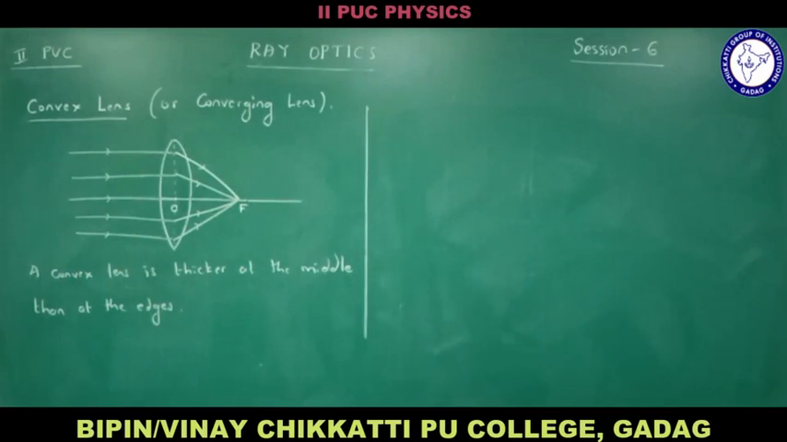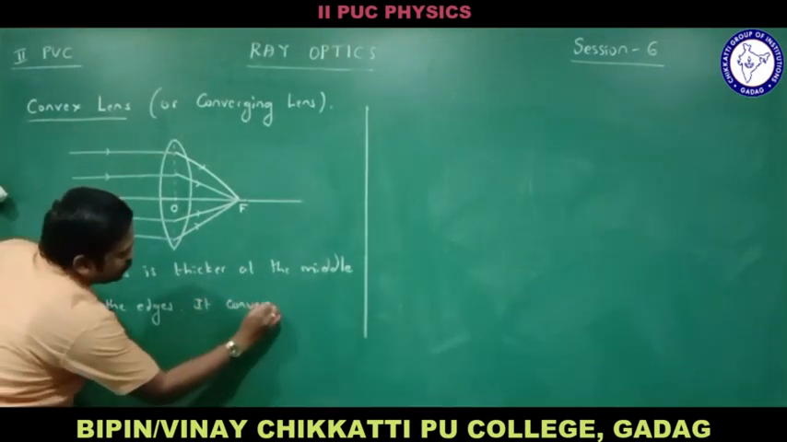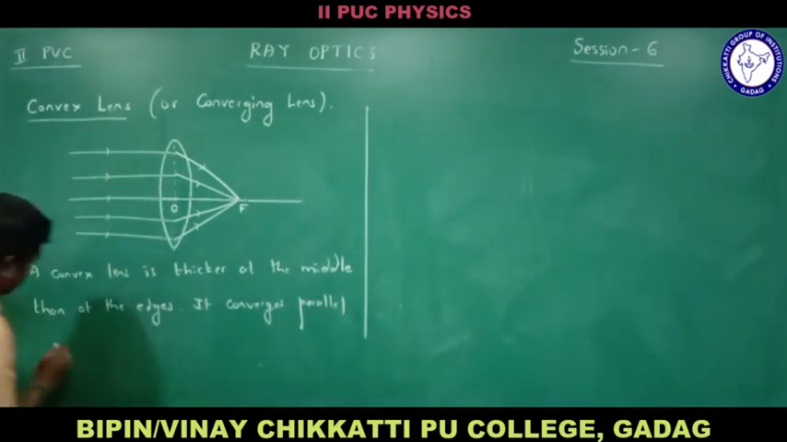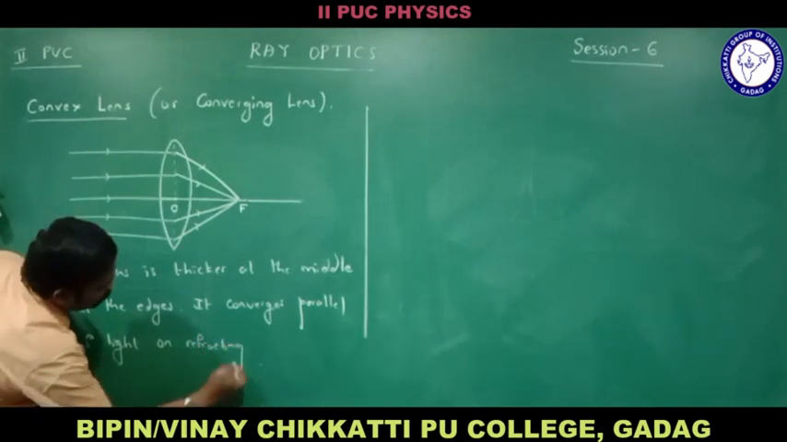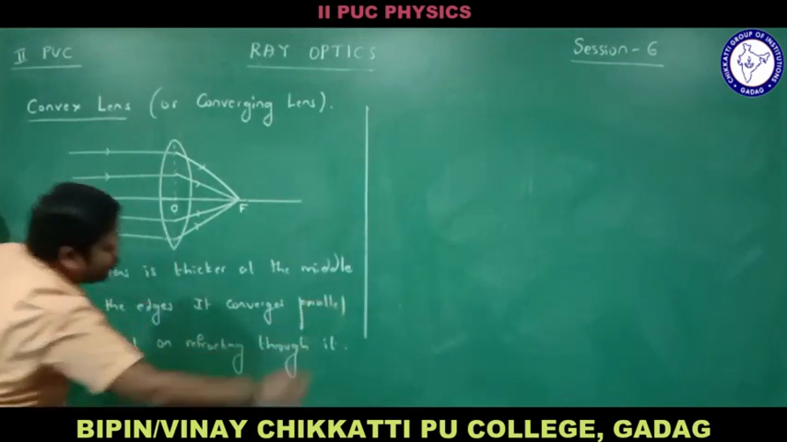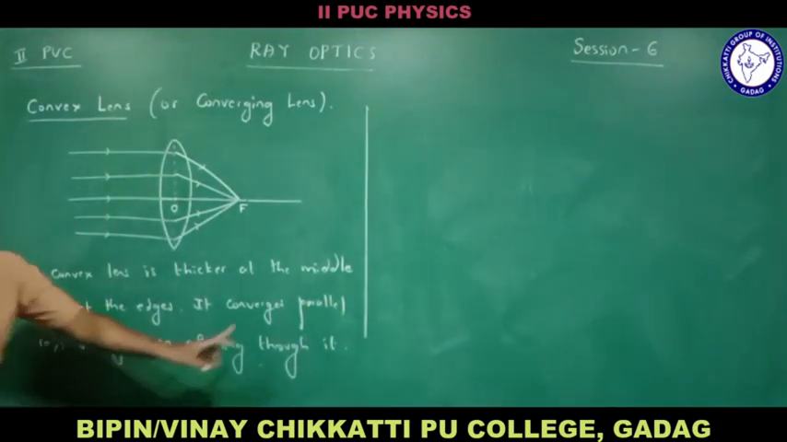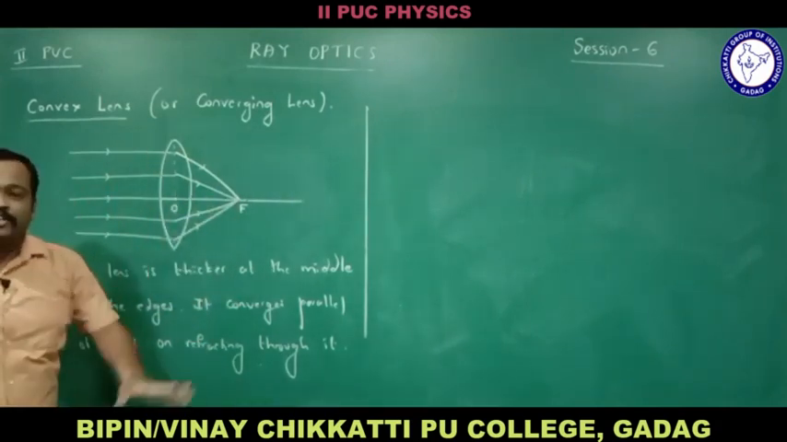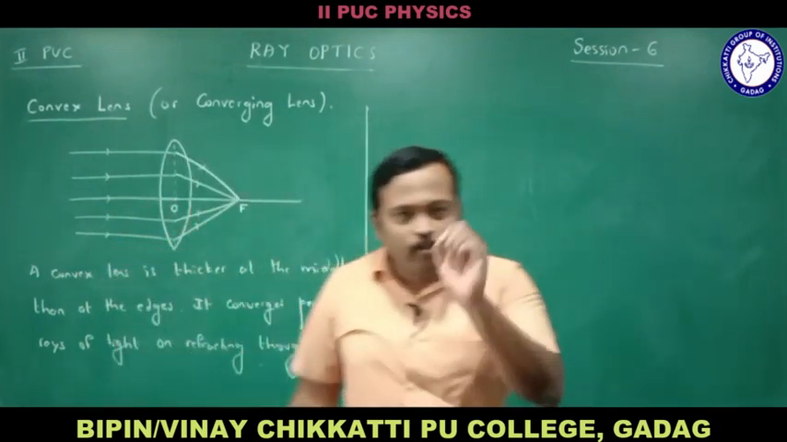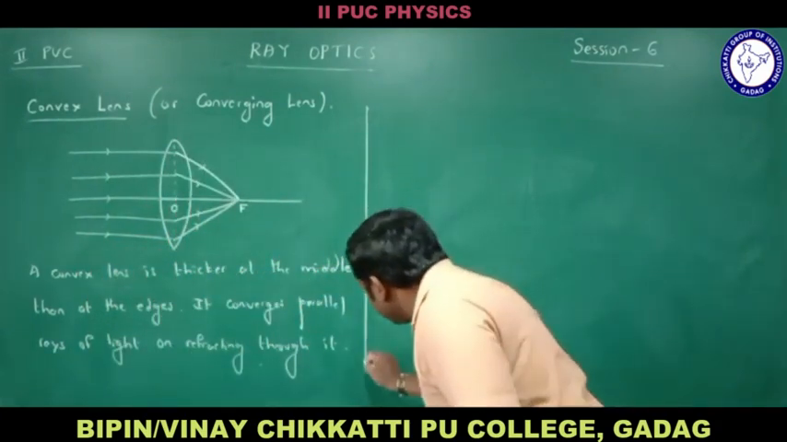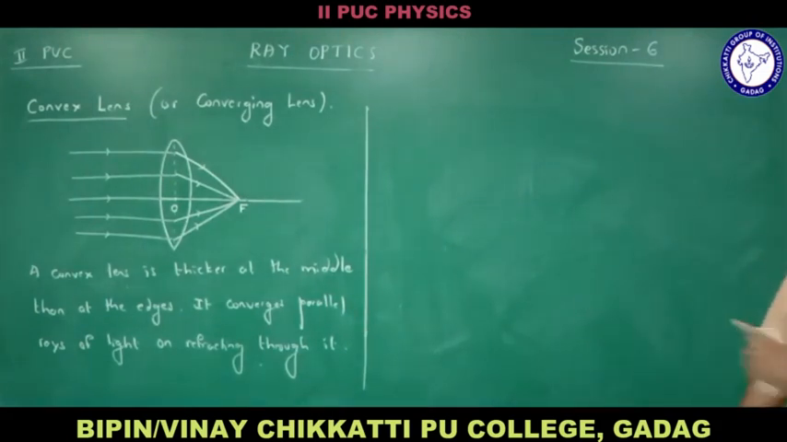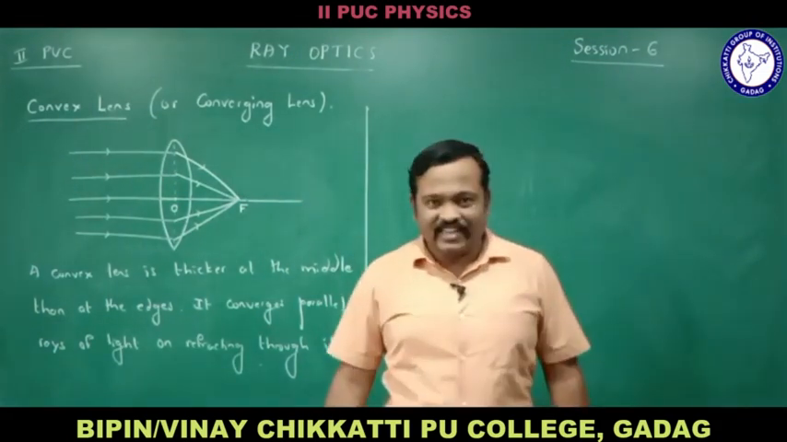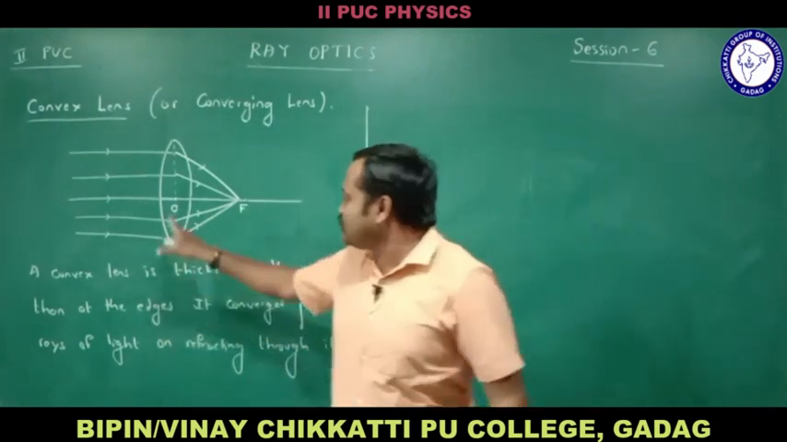A convex lens is thicker at the middle than at the edges. It converges parallel rays of light on refracting through it. Since it converges them at a point, this kind of lens is called a converging lens. A convex lens is also called a converging lens because it converges parallel rays of light at a point. This point is called the principal focus and this is called the optic center.